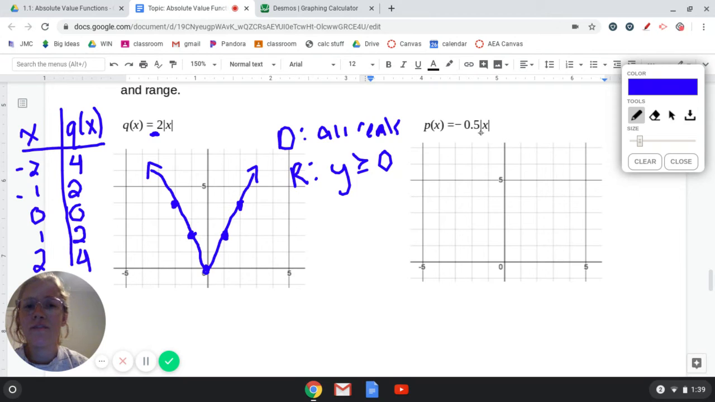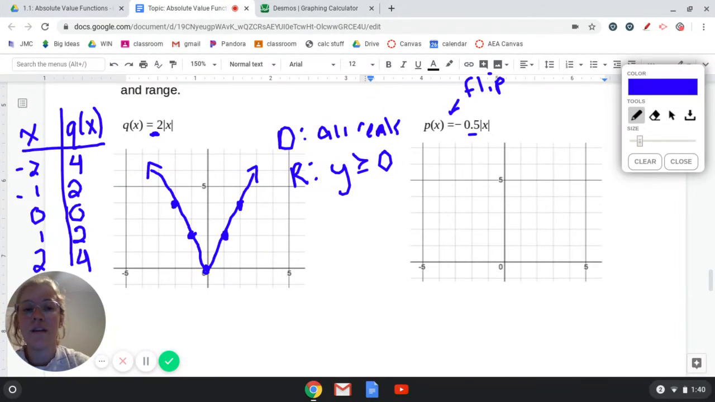We got a -0.5x. All right. So you can create a table of values just the same. That is fine. Or you can say, all right, I know what this 0.5 is going to do, and I know what this negative is going to do. So this negative is a flip. Flip over the x-axis, which means our V is going to point down. It's 0.5. It is the new slope on the right-hand side, and we know the left-hand side just mirrors the right-hand side.